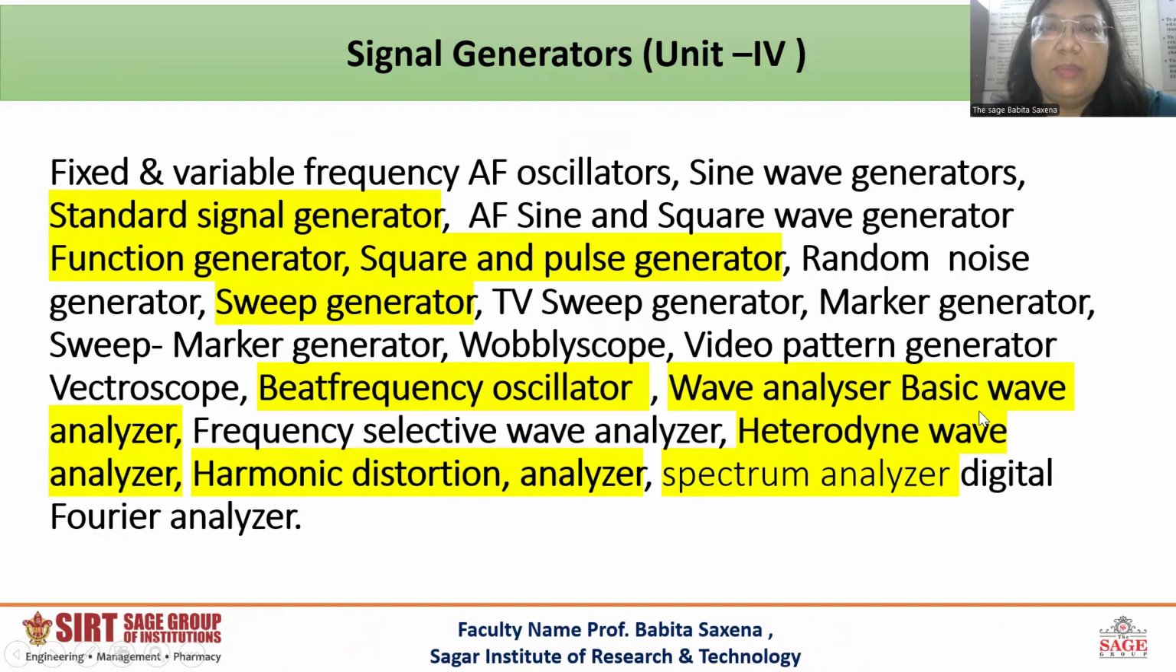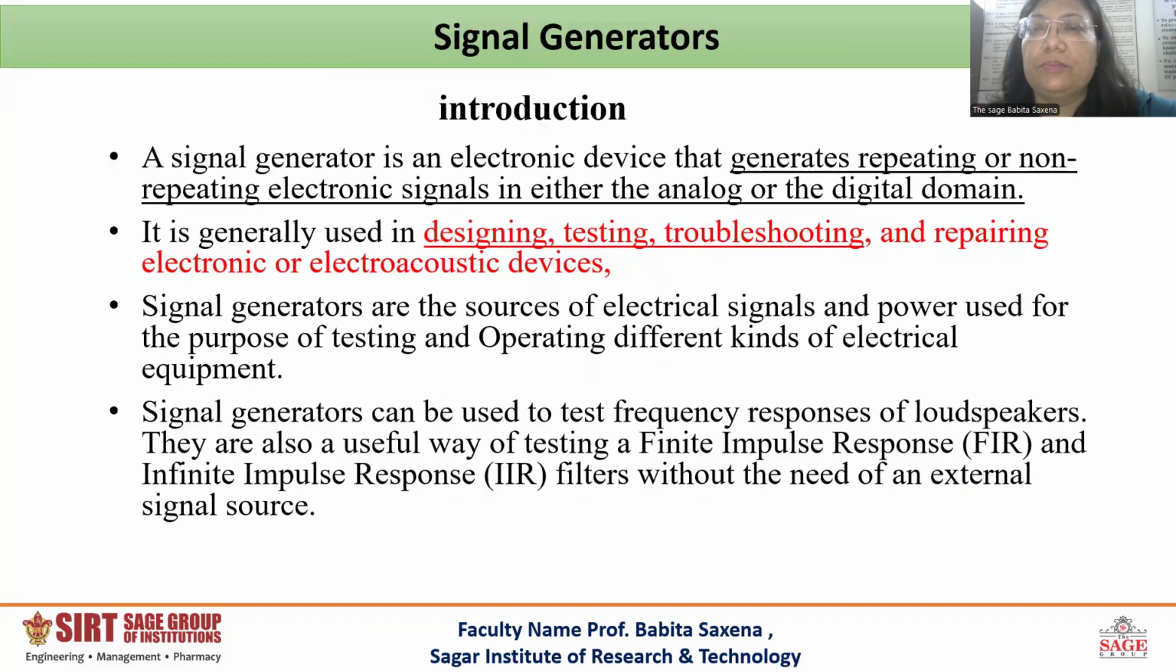So this is the syllabus of signal generator of unit 4. In this unit there are various types of signal generator, but the most important are the standard signal generator, function generator, square and pulse generator, sweep generator, beat frequency oscillator, wave analyzer, heterodyne wave analyzer, harmonic distortion analyzer, and the spectrum analyzer. These instruments are very important as per the RGPV exam.